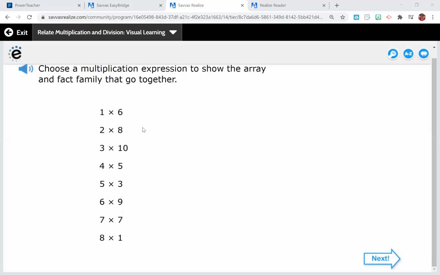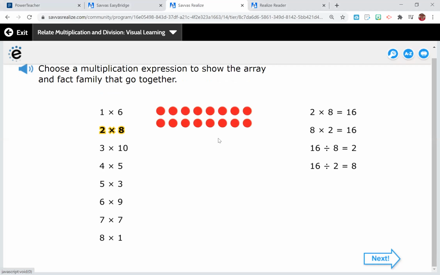Let's try another one. 2 times 8. You have 2 rows and there are 8 in each. 2 rows with 8 in each. I can also say there are 16 total counters, and there are 8 groups of 2. I could also say there are 2 groups of 8.